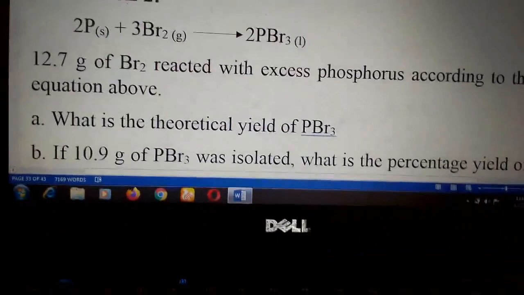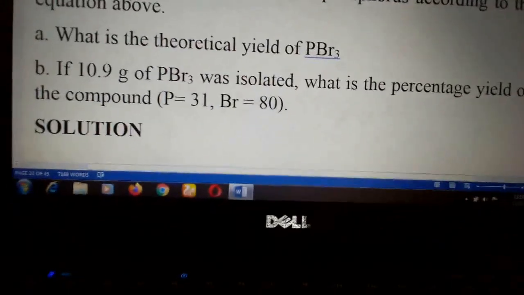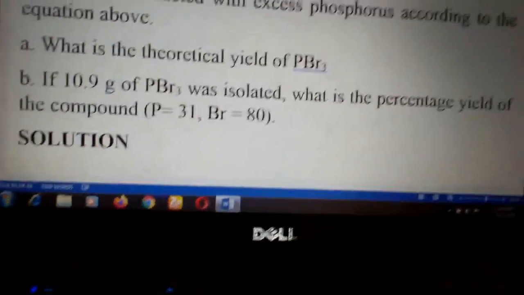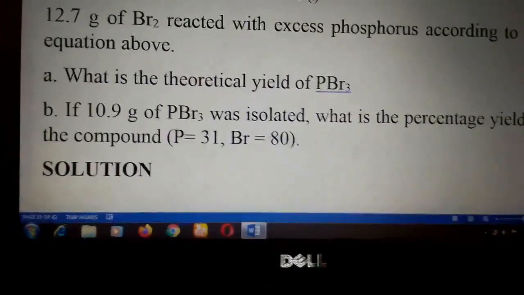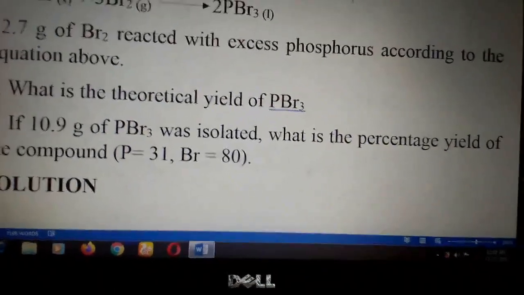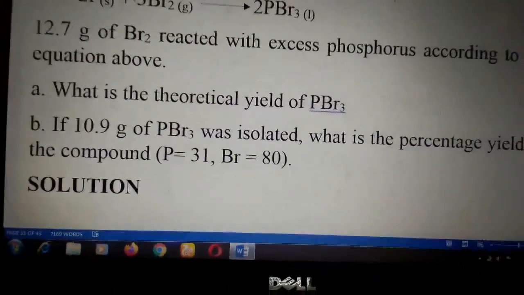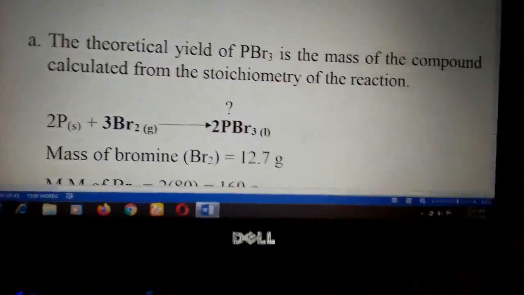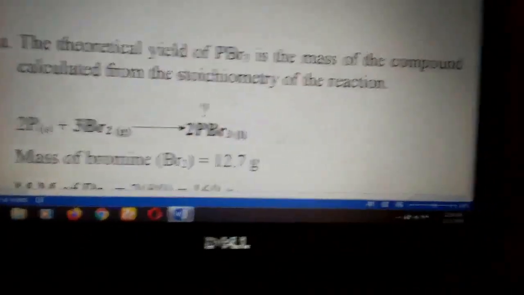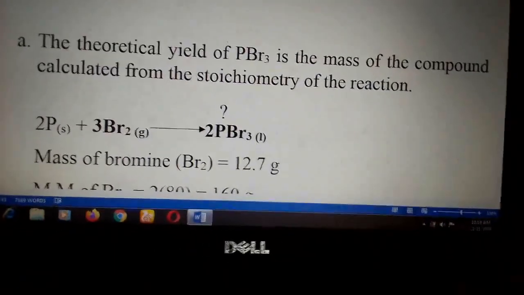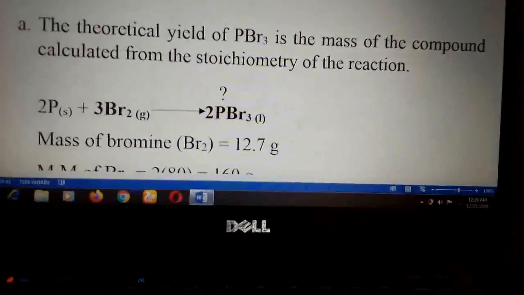So this 10.9 grams of the compound that was isolated is the actual yield. The theoretical yield is the mass of phosphorus 3 bromide we're going to obtain from calculations using the balanced equation. So we'll now go to the solution. A says the theoretical yield of phosphorus 3 bromide is the mass of the compound calculated from the stoichiometry of the reaction, that is from the balanced equation.